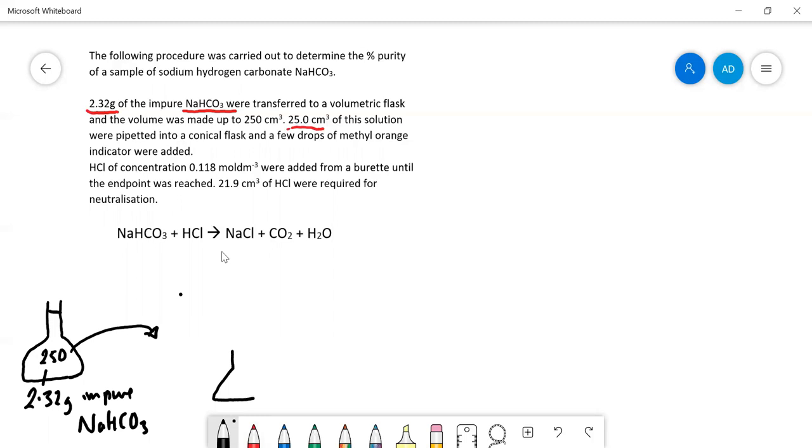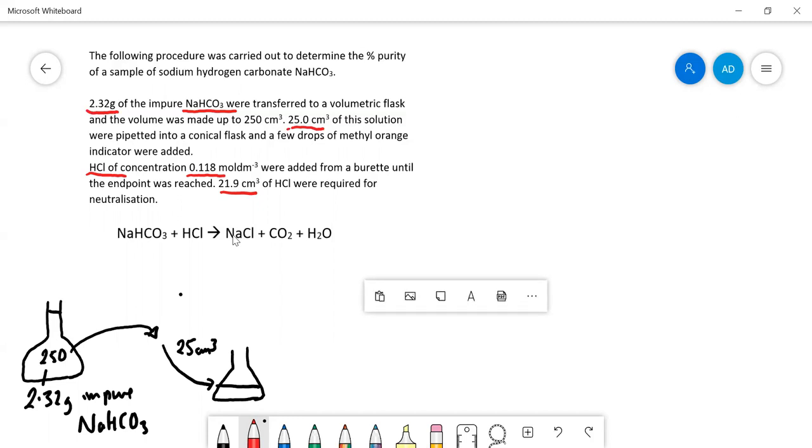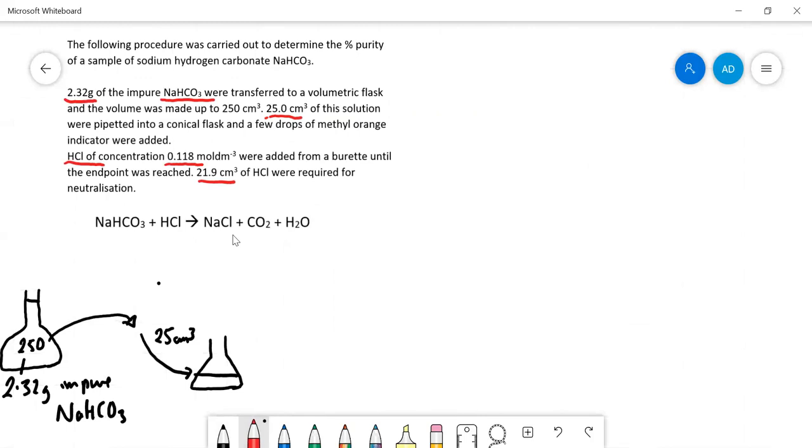Here's a conical flask, 25 centimeters cubed. And we are going to titrate this against HCl of concentration 0.118, and that's the volume of the HCl. So I'll draw my burette here. Here's the burette. We've got HCl in there, concentration 0.118 mole per decimeter cubed. And the volume that we're adding to that is 21.9 centimeters cubed.